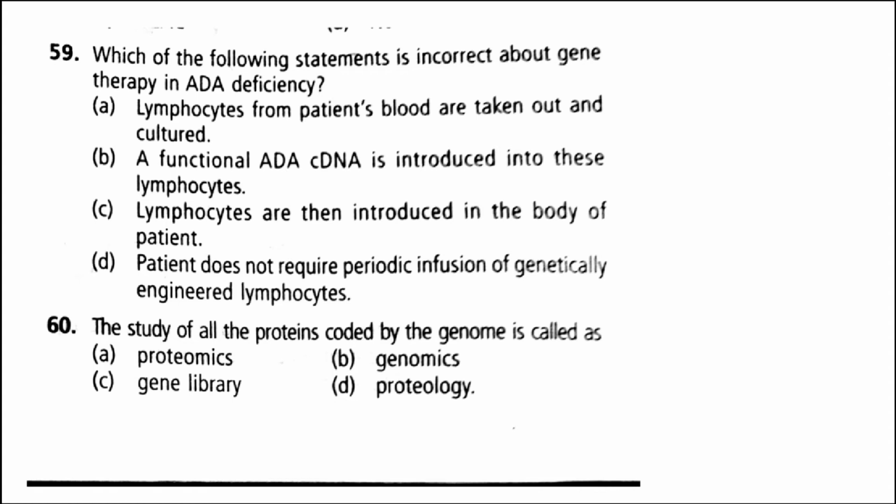As a first step towards gene therapy, lymphocytes from the blood of the patient are grown in a culture outside the body. A functional ADA cDNA using a retroviral vector is then introduced into these lymphocytes, which are subsequently returned to the body of the patient. However, as these cells are not immortal, the patient requires periodic infusion of such genetically engineered lymphocytes.